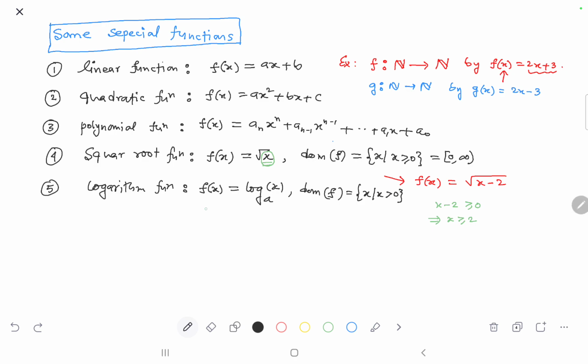There is some special function called ln x. This is nothing but the logarithm of x base e. So what will be the domain of the ln function? It will be all positive numbers, the same thing. Got it?